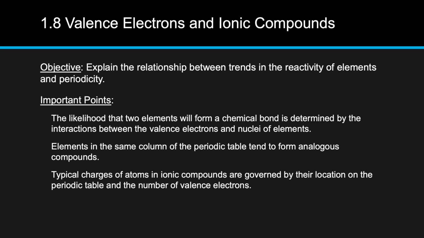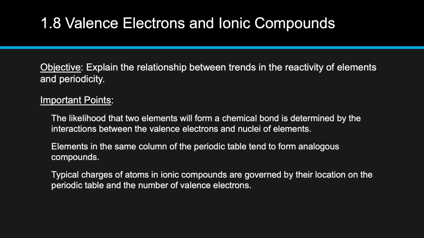All right, hello everybody. You have made it to the final lesson of Unit 1 for AP Chemistry, and it is on valence electrons and ionic compounds. So today's objective is to explain the relationship between trends and the reactivity of elements and periodicity. Our goal here is to connect periodic trends with reactivity.